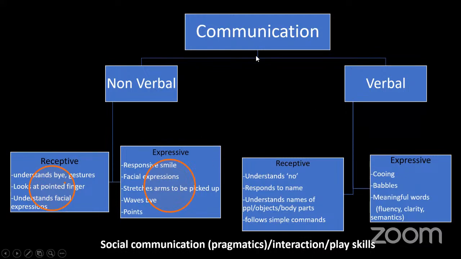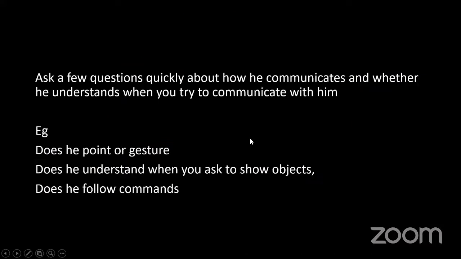Along with this communication in children, we are looking at what is called social communication, the interaction and the play skills. So quickly, when a parent asks you at the doorknob whether they have to be worried about the child's speech, we can quickly ask a few questions about how he communicates and how he understands when you try to communicate. Does he point? He doesn't speak, but does he point or gesture? Does he understand when you ask to show objects? Does he follow simple commands?